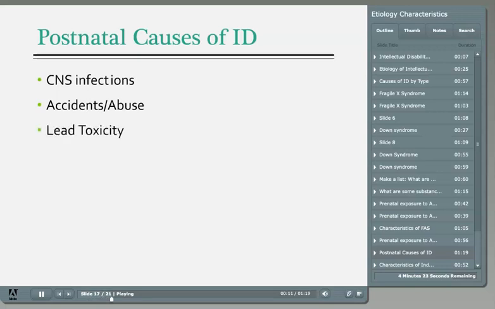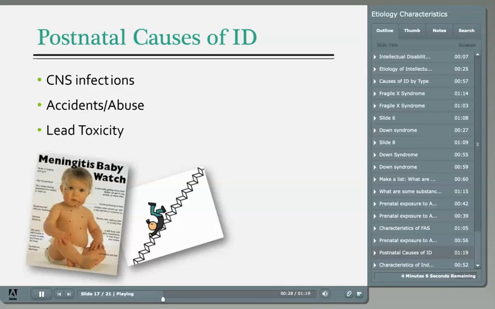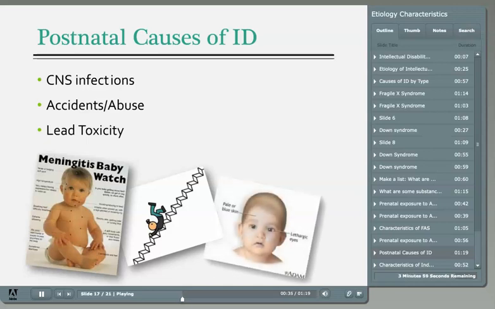Infections in the central nervous system, such as meningitis, can result in intellectual disability. Babies can be born healthy and then contract a central nervous system infection that causes brain damage. A second cause is an accident or abuse. For instance, if the child falls, or if there is a situation where a baby gets shaken, that could result in head trauma. All of these affect mental development and therefore can cause intellectual disability.